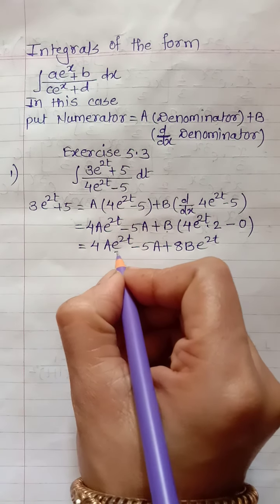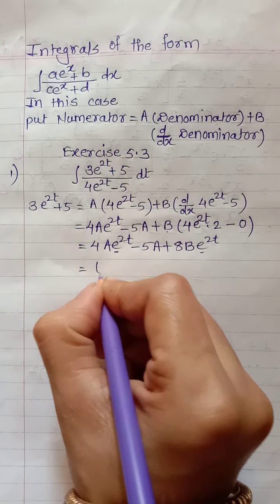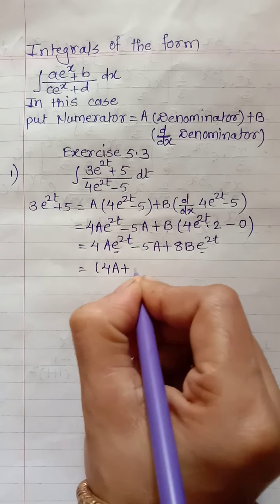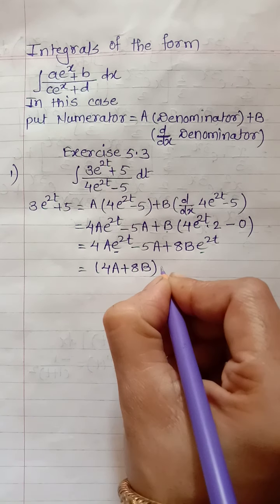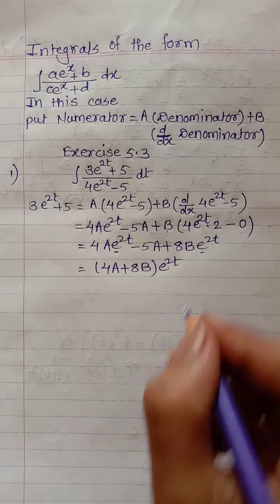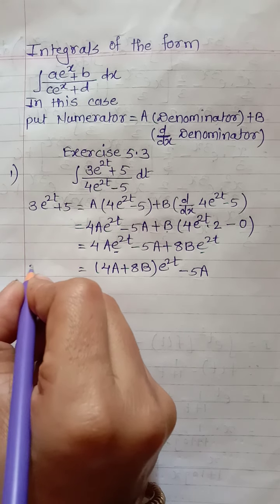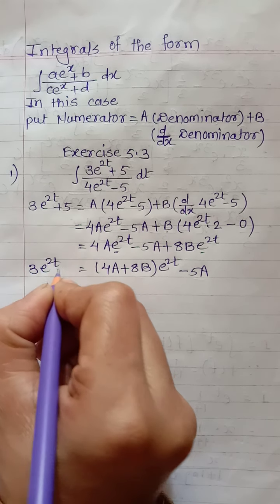Okay, now bring e^(2t) terms together. So we take (4a + 8b) in bracket and we put e^(2t) common. Okay, and this minus 5a is as it is. Now here the numerator is what? 3 e^(2t) + 5.